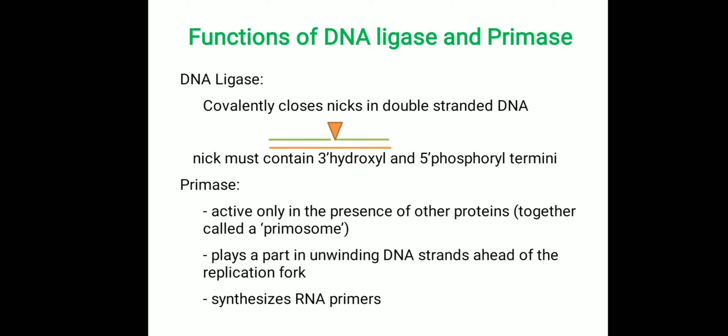And another enzyme, the DNA ligase function. DNA ligase covalently closes the nicks in single stranded DNA or double stranded DNA. Nicks must contain 3' hydroxyl and 5' phosphoryl termini. Another enzyme, primase, is active only in the presence of other proteins, together called the primosome complex. This also plays a part in unwinding the DNA strands ahead of the replication fork, and its main role is synthesis of RNA primers.